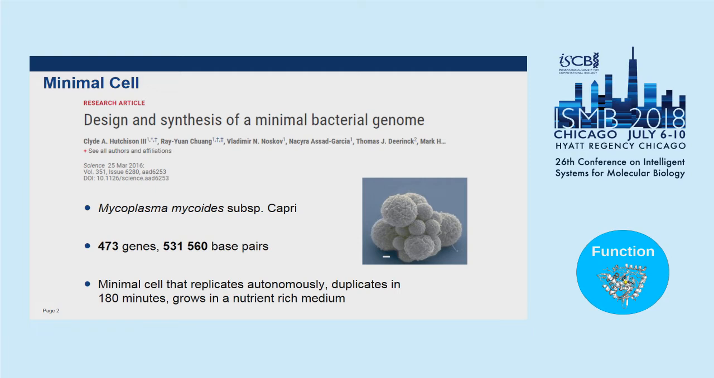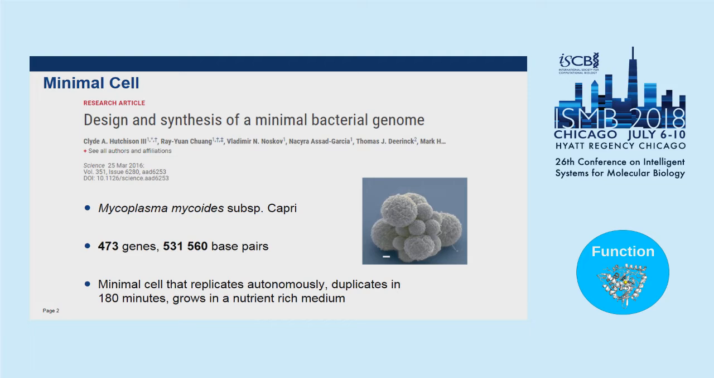And using global transposon mutagenesis, they identified genes that are not essential, or not contributing to robust growth. Then they deleted them, and in a nutrient-rich medium they grew a cell that has a genome of a size of 530,000 base pairs and 473 genes. It's a cell that replicates autonomously and duplicates in a reasonable time.